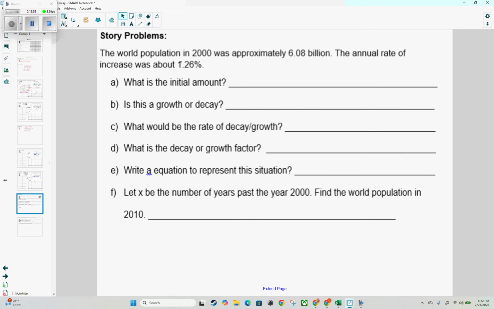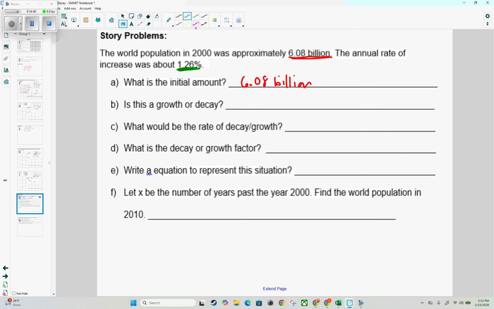I like exponentials in this way because to me, they're kind of easier story problems than even arithmetic. All right, so starting off, the world population in the year 2000 was approximately 6.08 billion people. The annual rate of increase was about 1.26%. So again, a couple key things I see here. I see that as a percent. That means they gave me the rate, they didn't give me the factor. So just keep that in mind. And then I also see another set of numbers here, the 6.08 billion. This is my initial amount. I am starting in the year 2000 with 6.08 billion people just sitting hanging out on the planet, right?